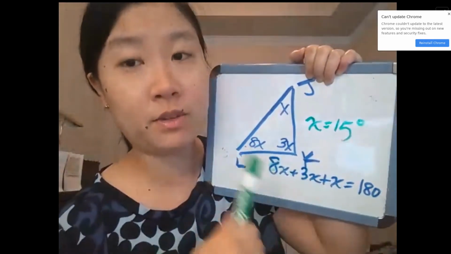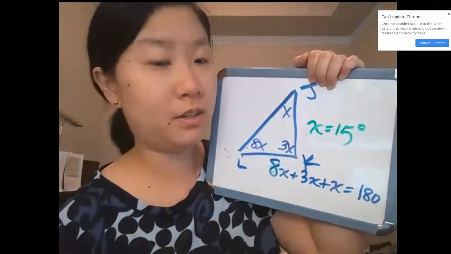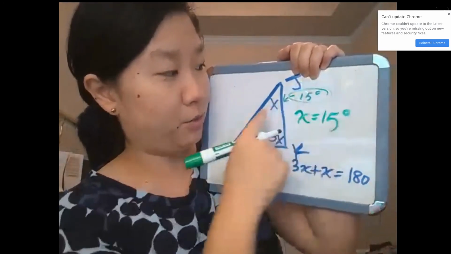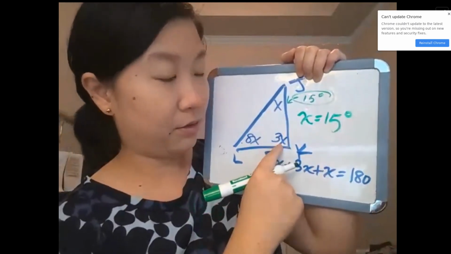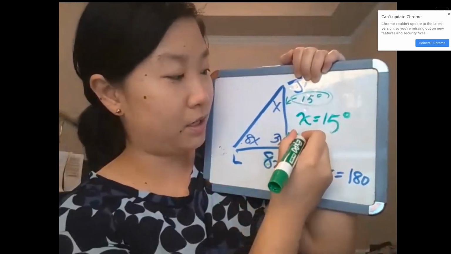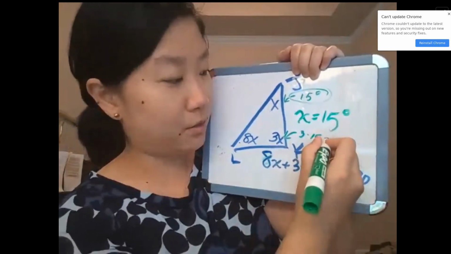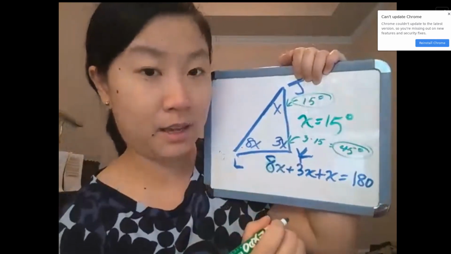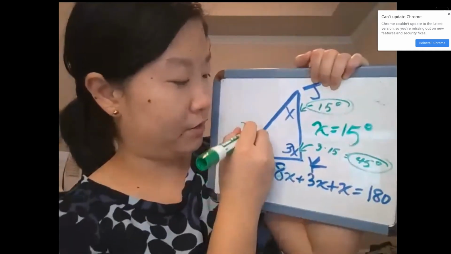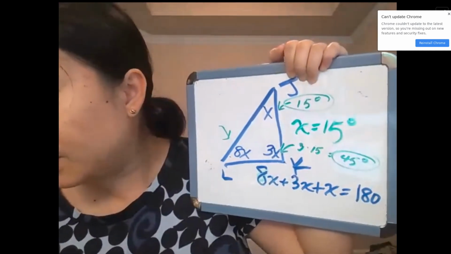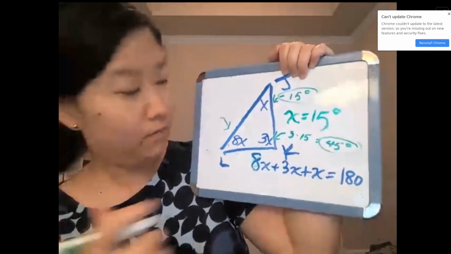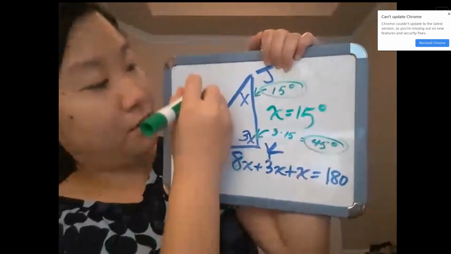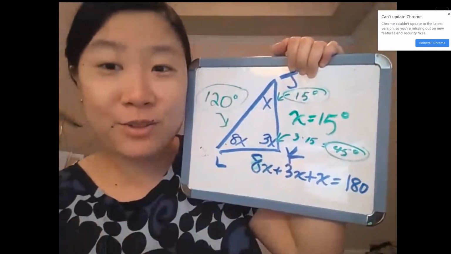It's important to have our units because sometimes your teachers will take off points if you don't have units on it. So now we know that J is simply 15 degrees because it's just 1x. And then the 3x value is going to be 3 times 15, which is equal to 45 degrees for angle K. And for your last angle, angle L, let's see what 15 times 8 is. I don't know what that is off the top of my head. It's 120 degrees. So there you go, that's what angle L is. Now you have all of your degree measures for each of those angles.